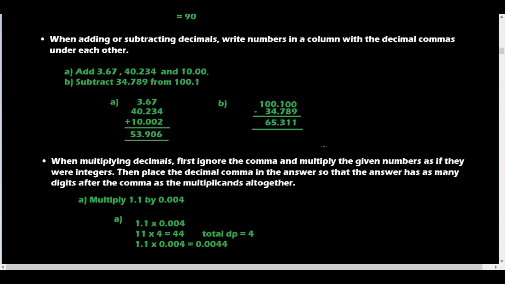Then when adding or subtracting decimals, write the numbers in a column with the decimal commas under each other. For example, we want to add 3.67, 40.234 and 10.00. Like I said before, you align the decimal commas. In this case, you just write the numbers down, but make sure that the commas are in line. Then you add, and after adding, that's what we get. Then when we are subtracting, it follows the same format.